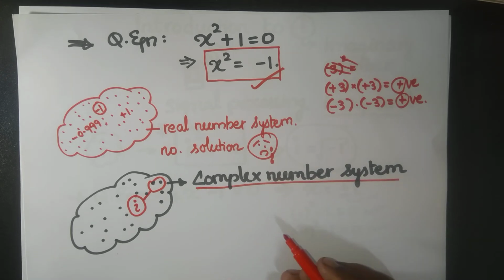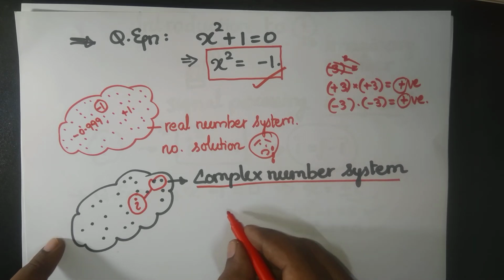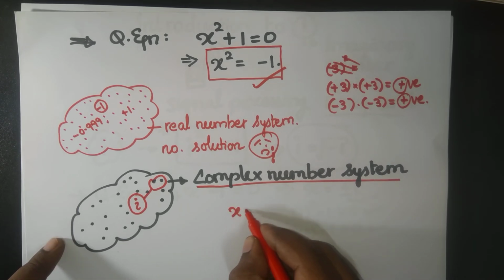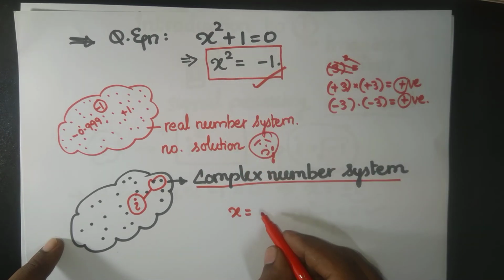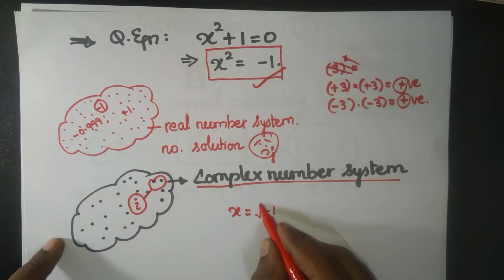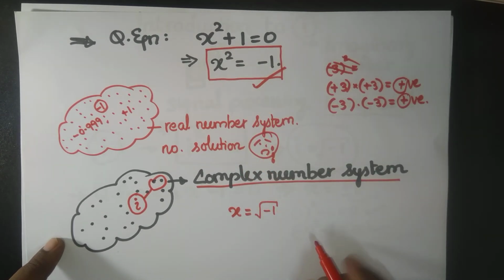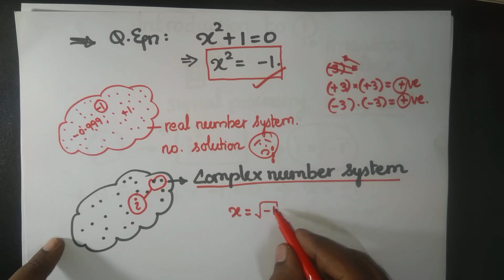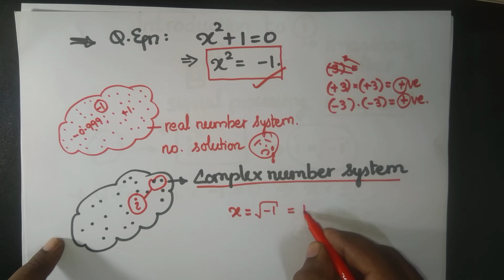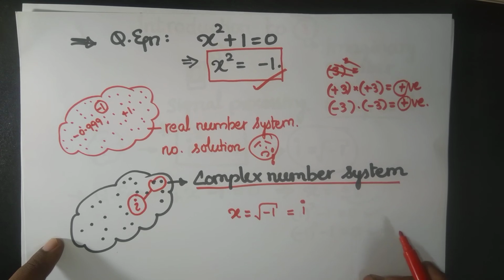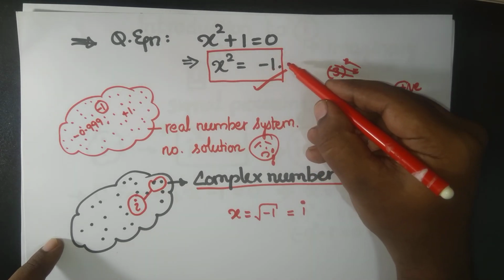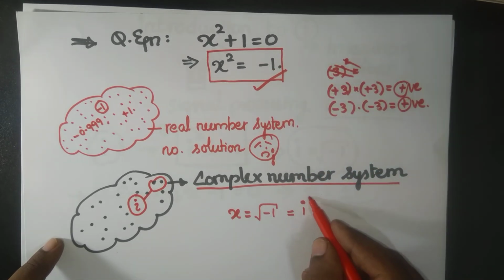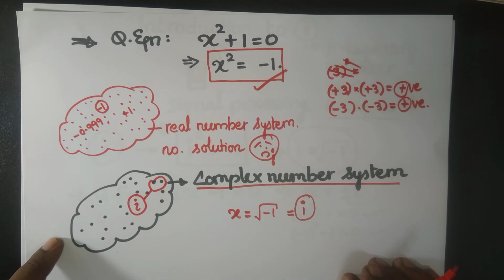And what is the solution now? x is equal to the principal square root of -1, which is i. So the solution for x squared equal to -1 is the beautiful x is equal to positive i.